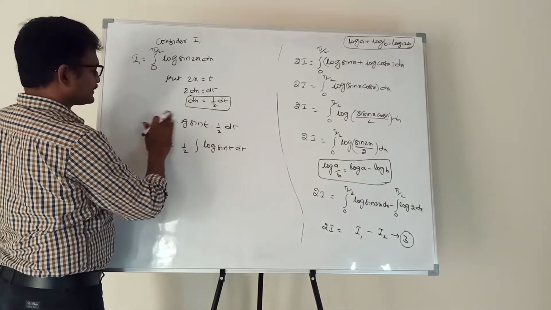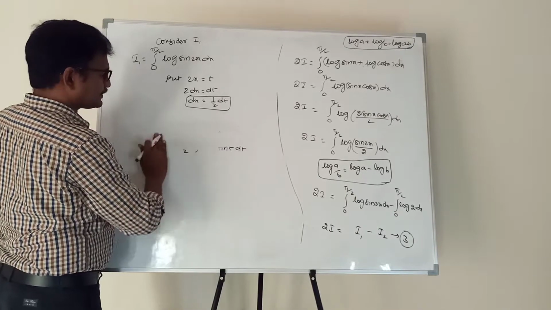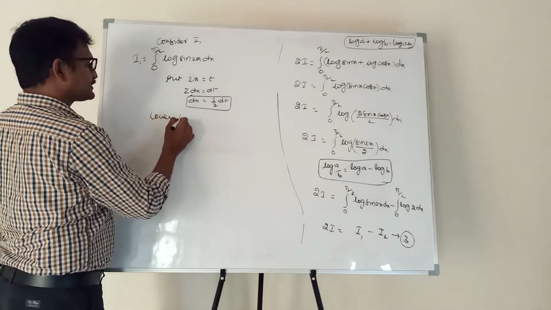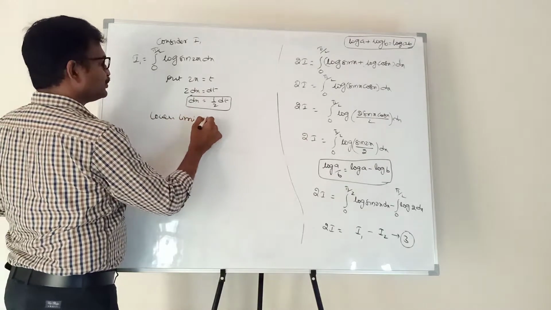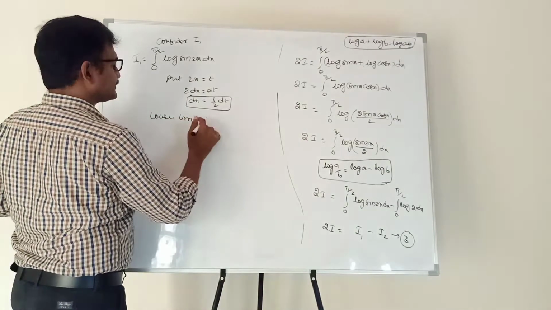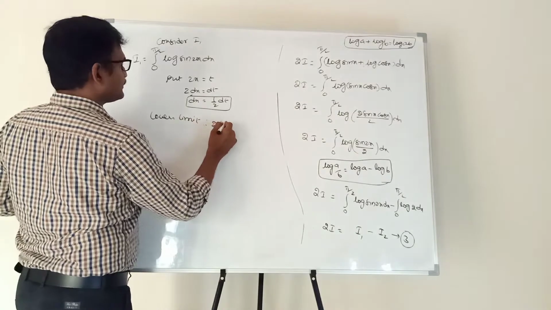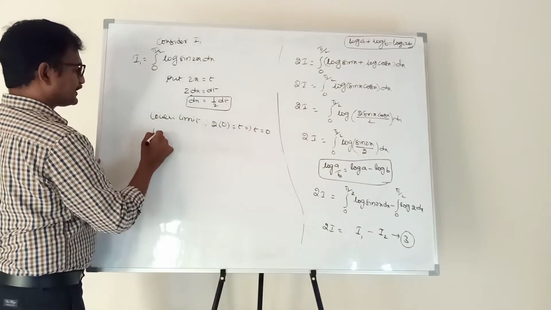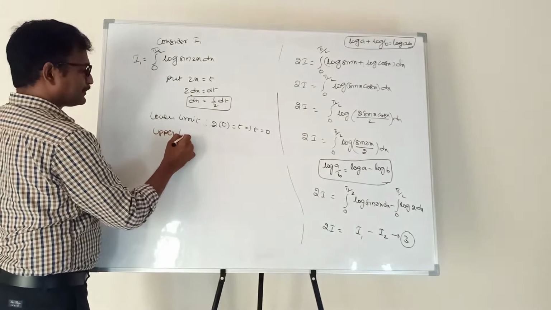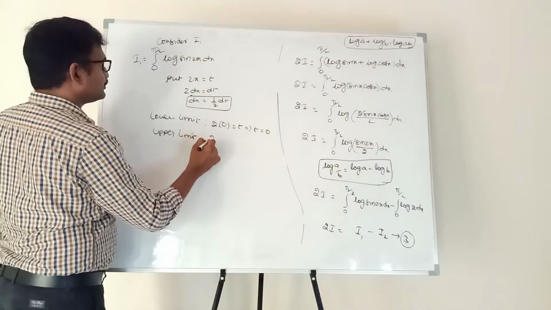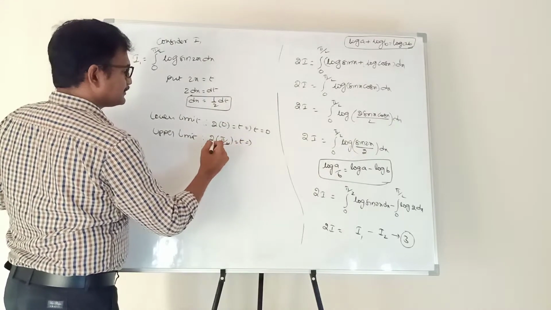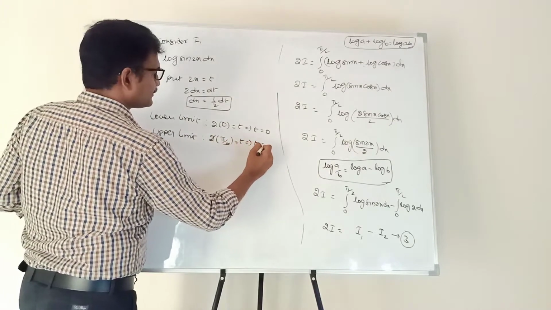Otherwise, change the lower limit and upper limit also. Lower limit: 2 into 0 is equal to t, so t is equal to 0. Upper limit: 2 into pi by 2, the 2 gets cancelled, so t is equal to pi.